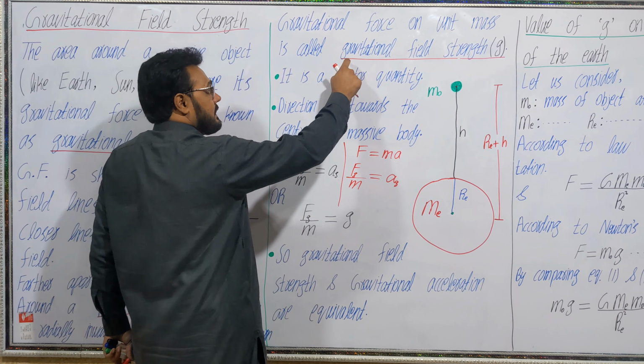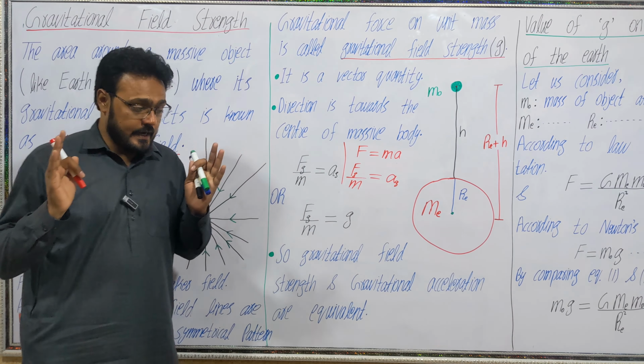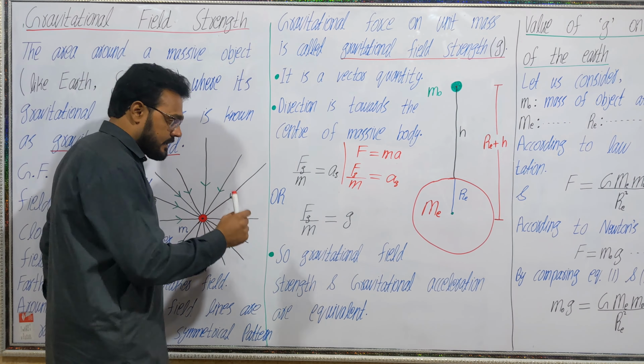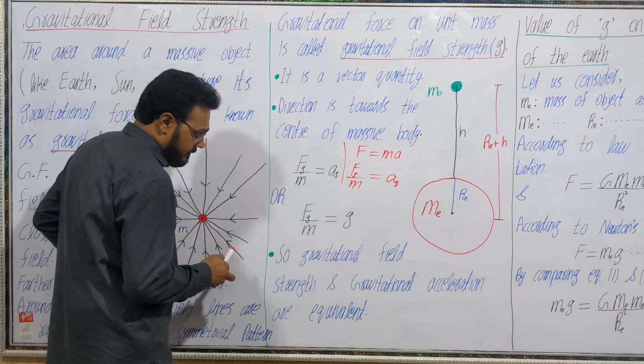Now pay attention here. It's the key point you need to understand. It's a main point. It's another short question also. It's an MCQ also. It's a very important point. Now look at force on unit mass. Force on unit mass is gravitational field strength.